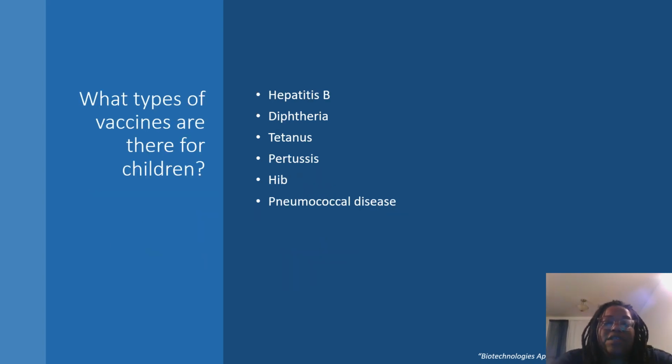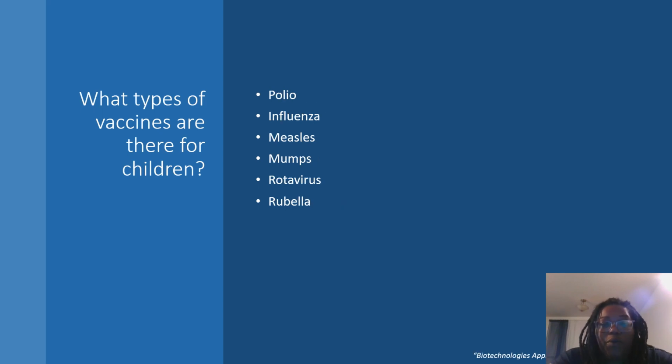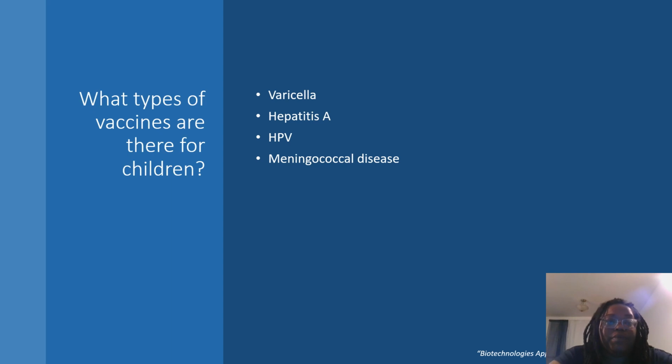What types of vaccines are there for children? There are many vaccines for children. We have hepatitis B, we have polio, we have smallpox, we have HIV, we have mumps, we have influenza, we have HPV, and hepatitis A, to name a few.